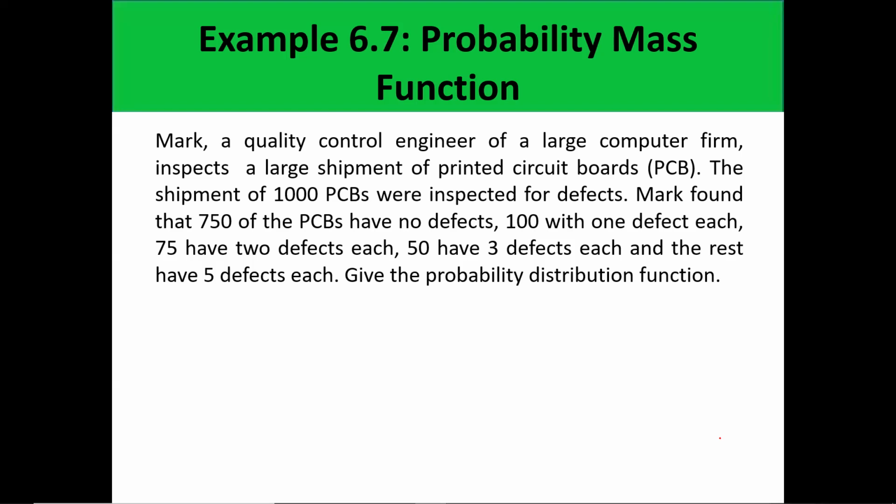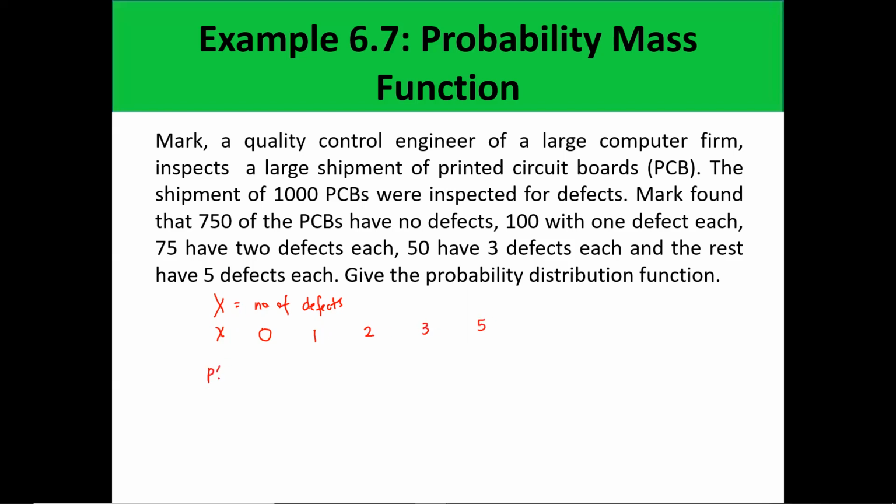So the experiment here is to select a printed circuit board. So the sample space would be the 1,000 printed circuit boards. And then what we're counting is that x is the random variable that would represent the number of defects. So according to this problem, the possible values of x are x equals 0 or no defects, x equals 1 meaning there's exactly one defect, and then we have x equals 2, x equals 3, and x equals 5.